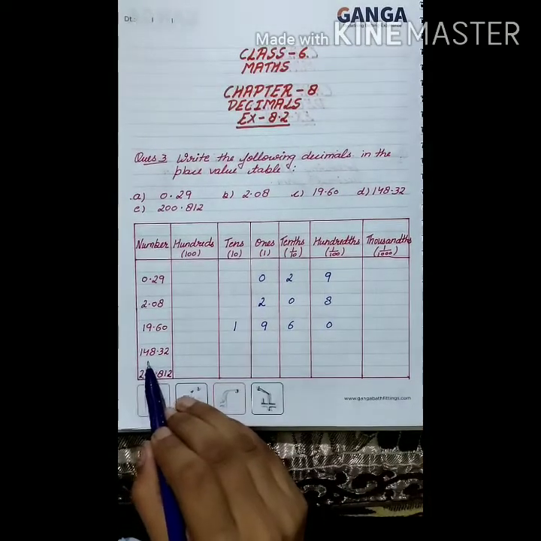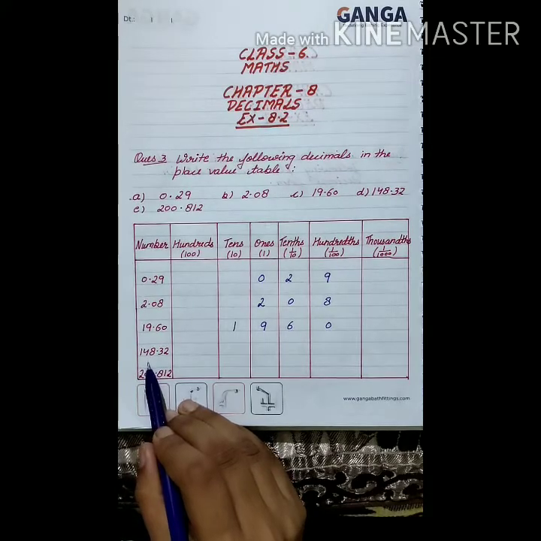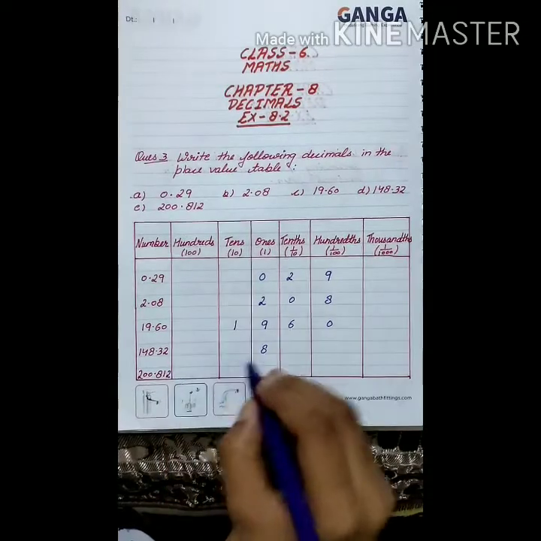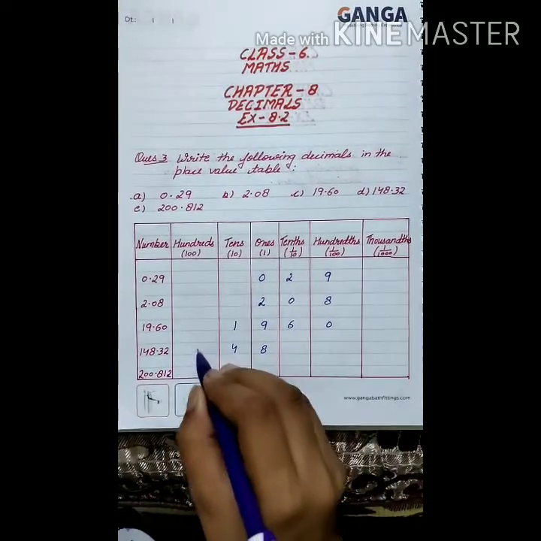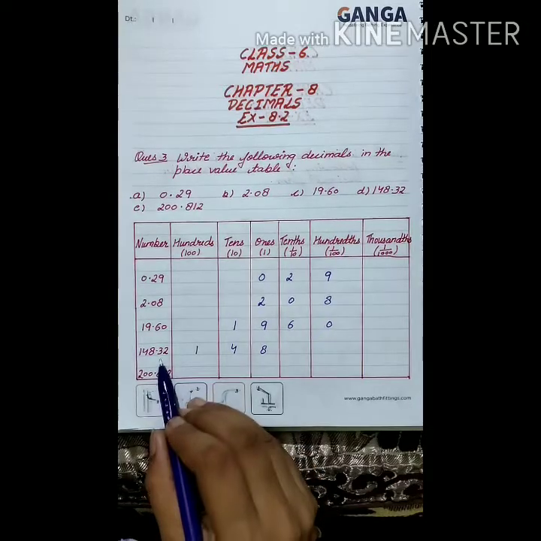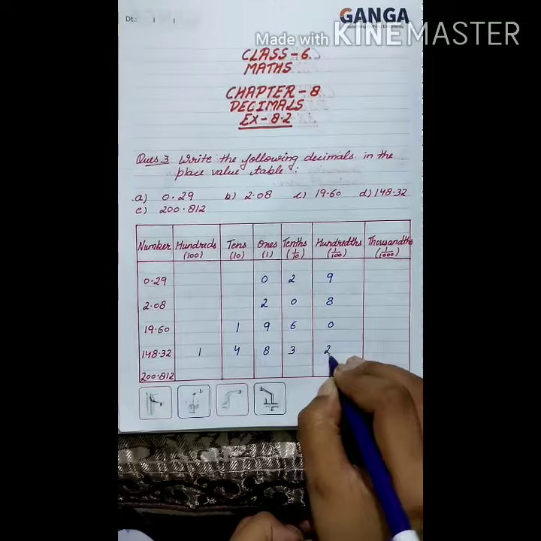Fourth, 148.32. Here we have 3 digits to the left of the decimal point, so we start from 8. Write 8 at ones, 4 at tens, and 1 at hundreds. Now we have 2 digits to the right of the decimal point, so we start from 3. 3 at tenth and 2 at hundredth.